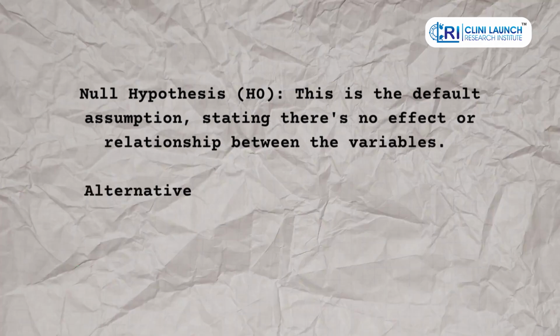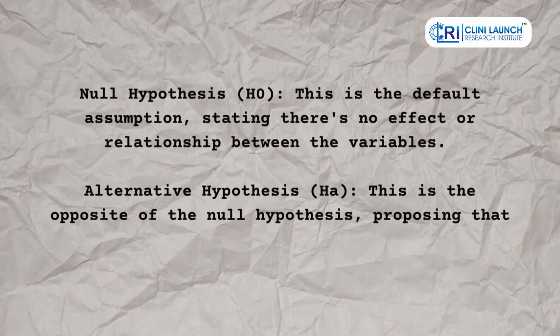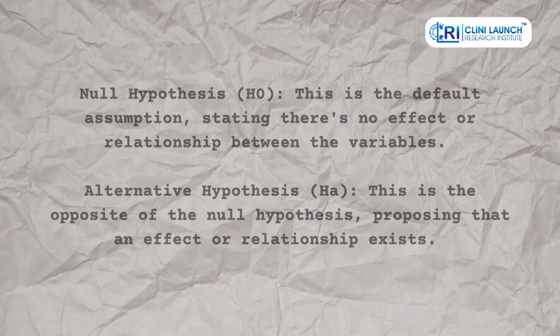Whereas the alternative hypothesis is the opposite of the null hypothesis, proposing that an effect or relationship between these two variables exists. The statistical test analyzes the data and produces a p-value. This value represents the probability of observing the data, or something even more extreme, if the null hypothesis were actually true. Lower p-values indicate stronger evidence against the null hypothesis, leading to its rejection and support for the alternative hypothesis.